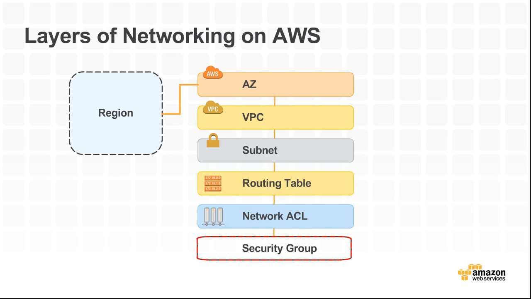So network ACLs are pretty broad stroke. They allow you to, for instance, if you have a set of IP addresses that you never want to be able to access your resources, or alternatively, only these IP addresses should ever access your resources. And then security groups. Security groups are kind of the workhorse for us in terms of security.